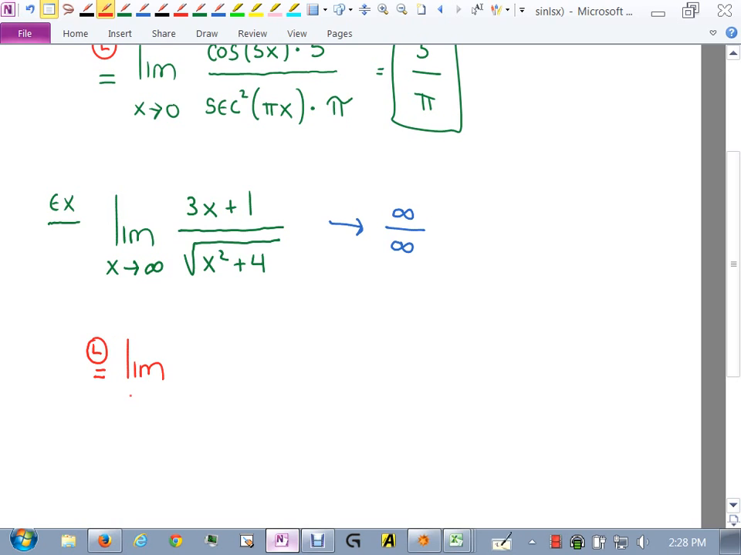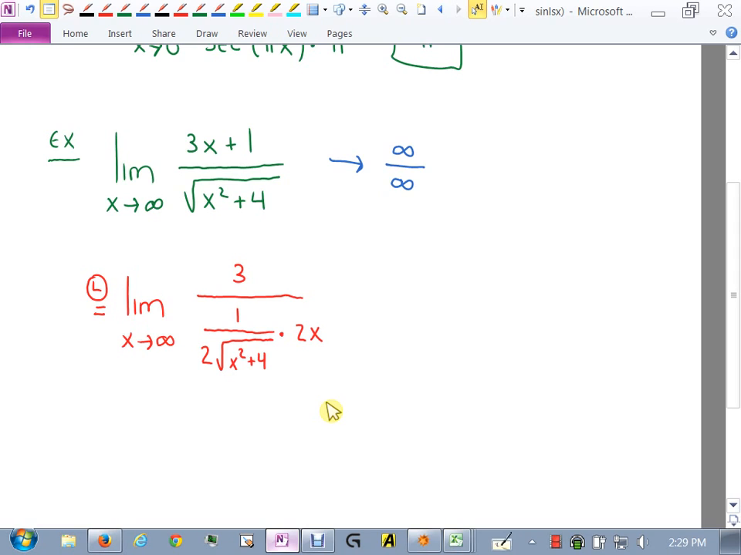Limit as x goes to infinity. Derivative of the top, 3. Now be careful here. Derivative of the bottom. What is the derivative of the square root of something? Chain rule, right? So first 1 over 2 times the square root of that something. But then times what? The derivative of what's inside, which is 2x.